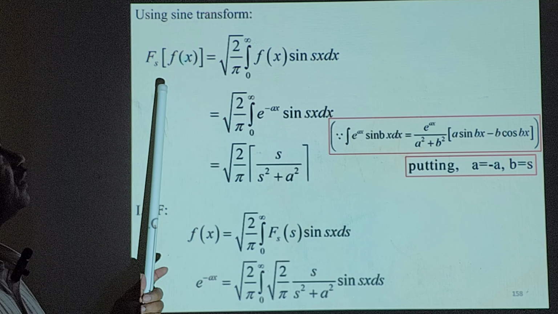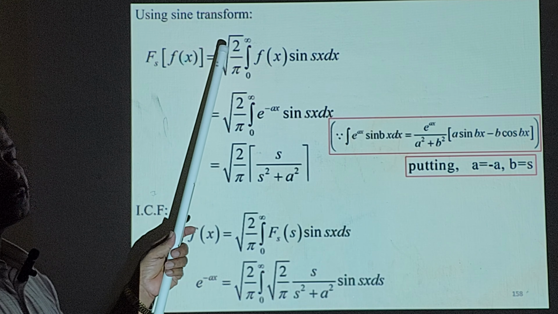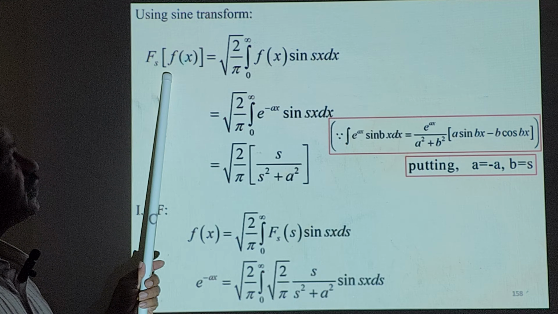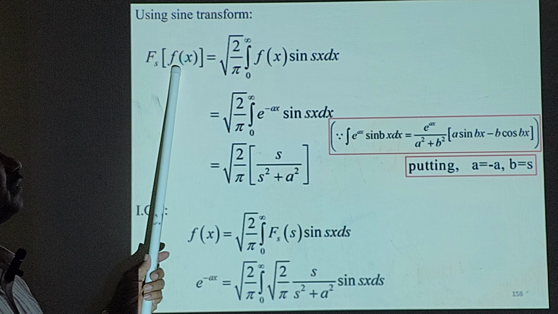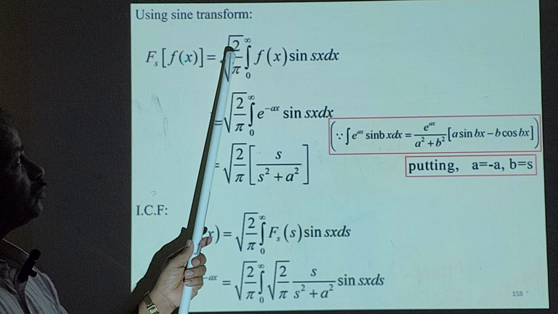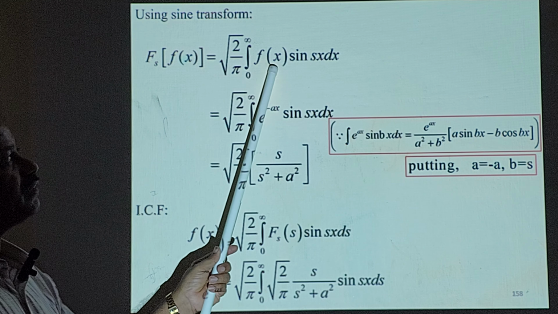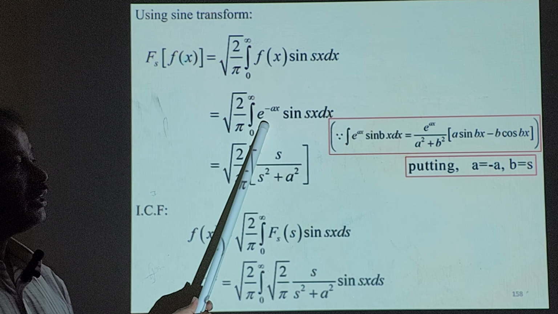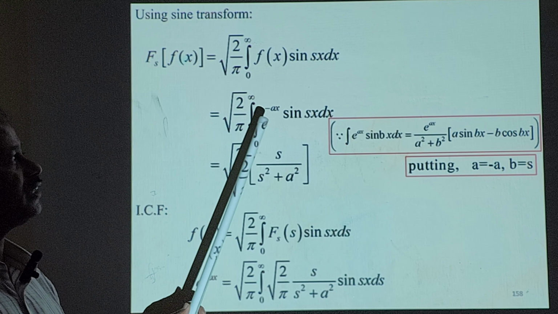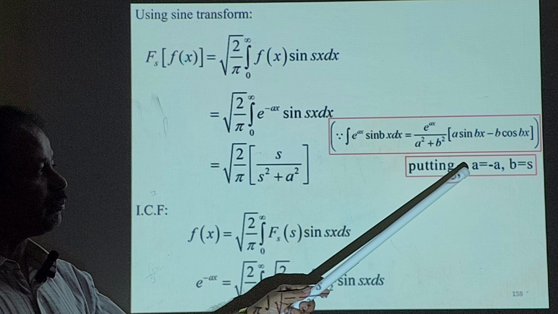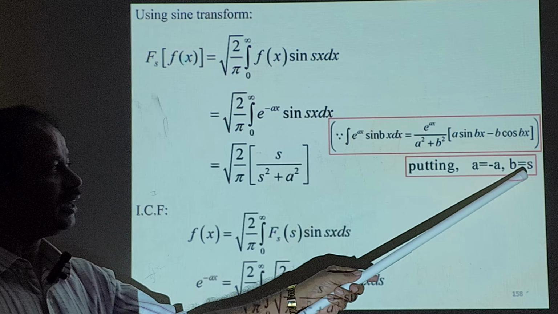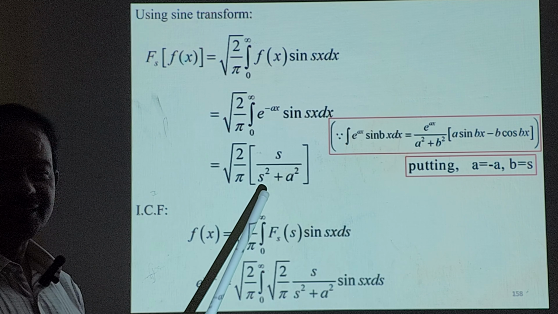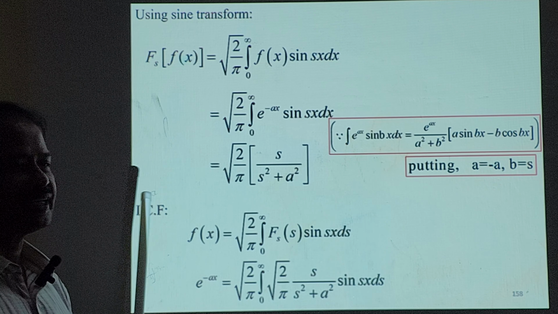Okay. Now we'll go for the second one. We'll have to use a sine transform. The Fourier sine transform formula is Fs(s) equal to root of 2 divided by pi, integral 0 to infinity f of x sin sx dx. Instead of f of x, we'll substitute e power minus ax, and use this formula. We are going to apply a equals minus a and b equals s in this formula. We will get this. Again, this will be your assignment.